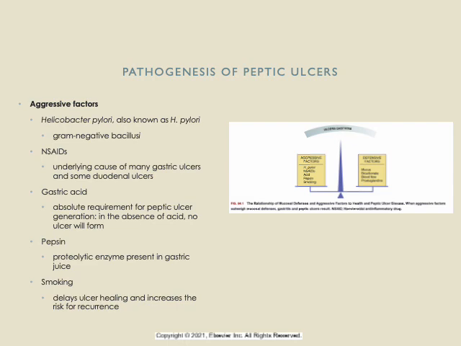With NSAIDs, it's pretty clear. The underlying cause of many gastric ulcers and some duodenal ulcers are NSAIDs, and this is, as we discussed earlier, because it inhibits the biosynthesis of prostaglandins. And so when we inhibit prostaglandins, we are decreasing the submucosal blood flow, suppressing secretions of mucus and bicarb. And we know that those are defensive mechanisms. We need those. They promote secretion of gastric acid. Furthermore, NSAIDs can irritate that mucosa directly.